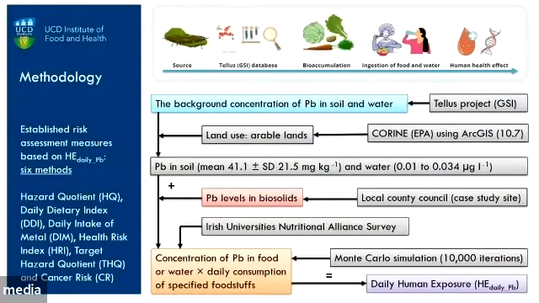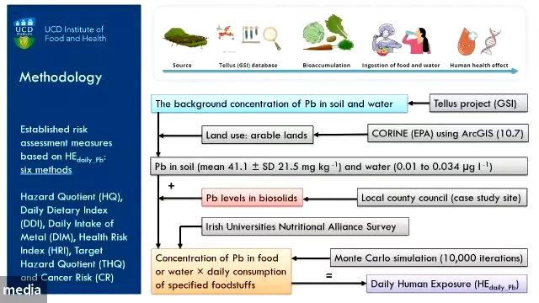The background concentration of lead in soil and water was collected from the Tellus project, which is publicly available. The land use used was arable land from the CORINE habitat map from the EPA. These concentrations were added to the lead level in biosolids, which were collected from the local county council of the study area. These concentrations were then multiplied by the bioaccumulation factor of the selected crop products, such as potato, carrots, cabbage, and lettuce. Why these products only? Because these products are eaten with minimal modifications.